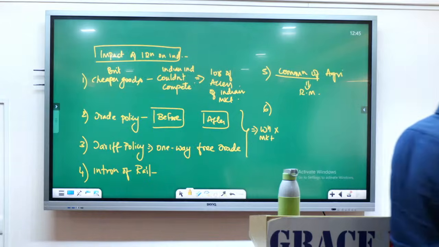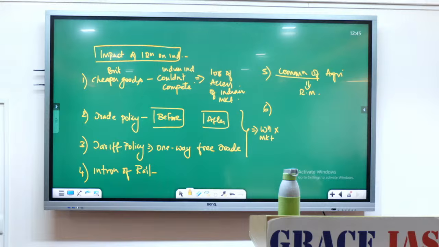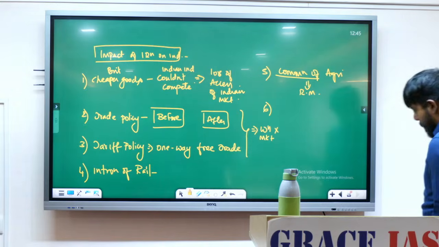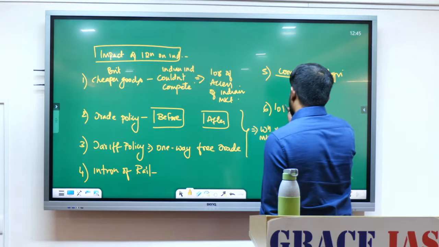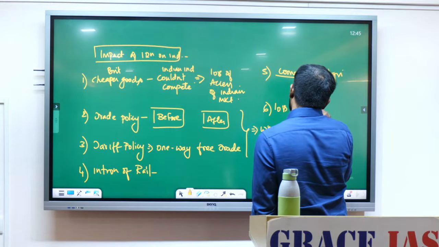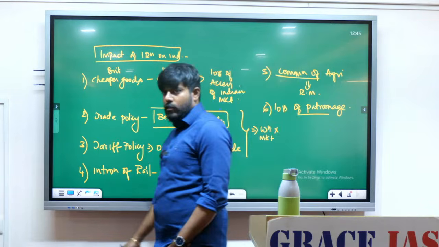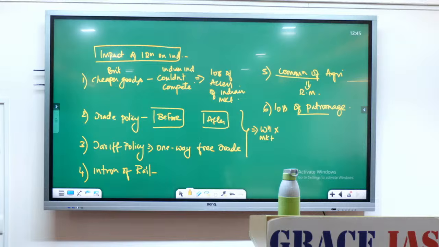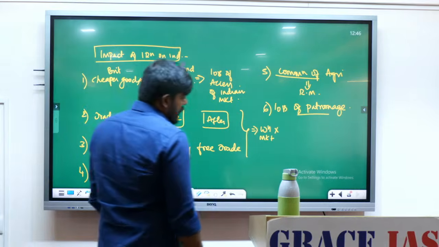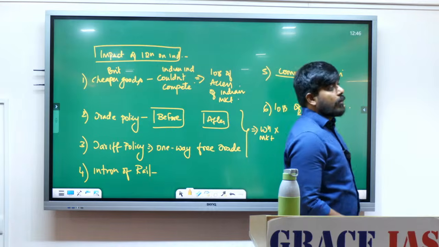How you can bring it? Any other thing? Loss of patronage. So there was no strong central authority in India which could bring the protective policies for industries. Okay? So these are the negative things.